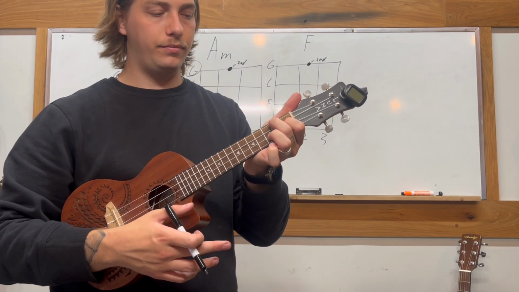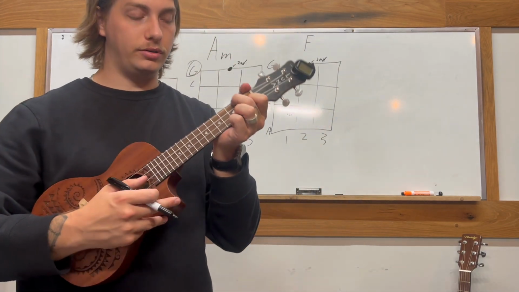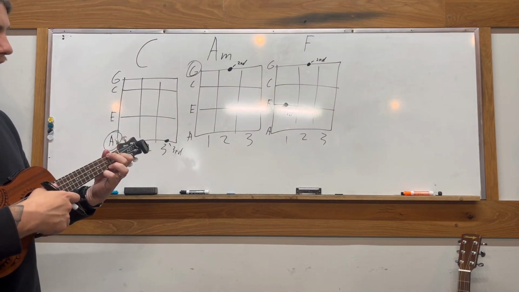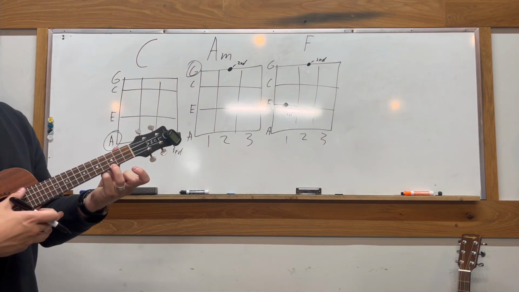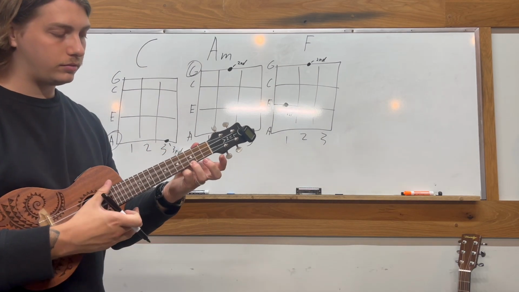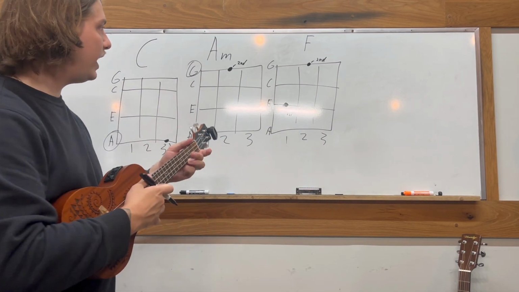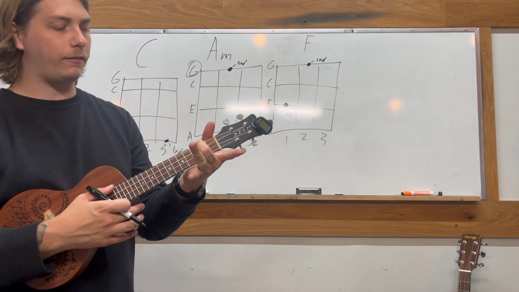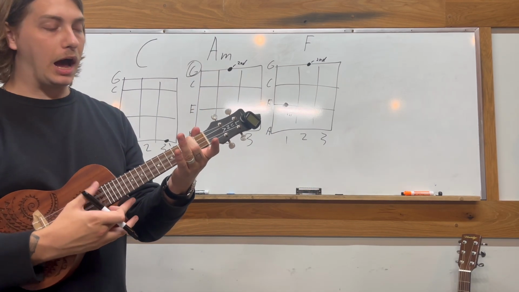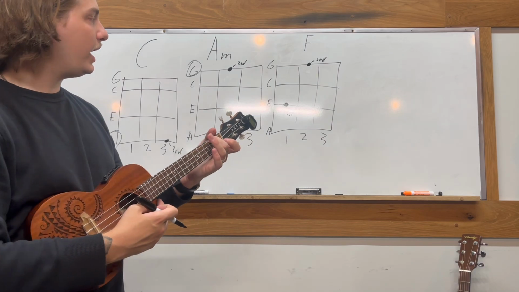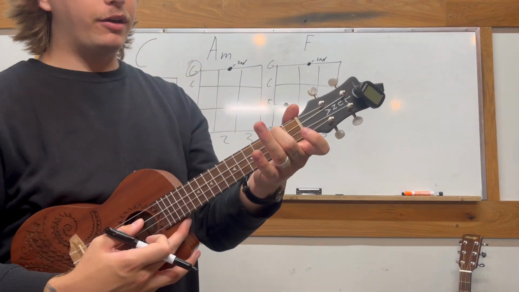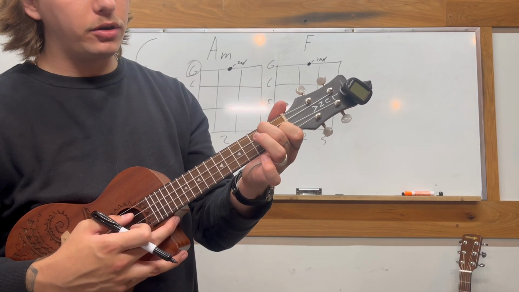Okay? Let's go back to the C chord, okay? Remember, C chord is right here. It's the third finger on the third fret of the bottom string. Then we have the A minor chord, which is the middle finger on the second fret, the top. And then we have this F chord, where it's this middle finger right here and the first finger right here on the first fret.